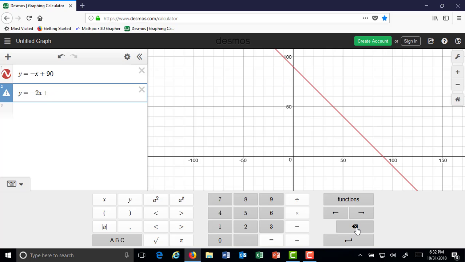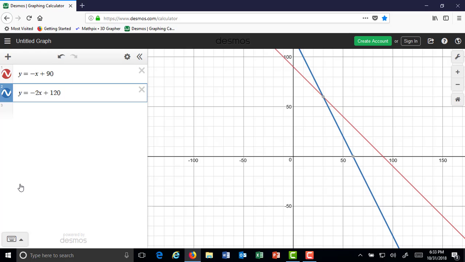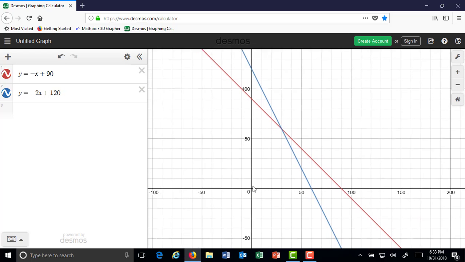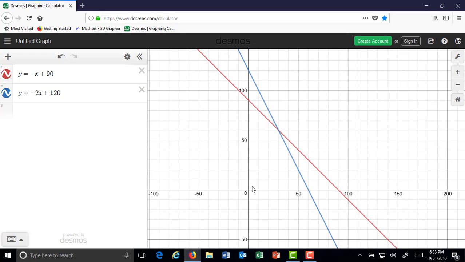It's 120. Okay. So that looks pretty good, actually, where we have it crossing. And we want to know what that point is right here. So 30, 60.